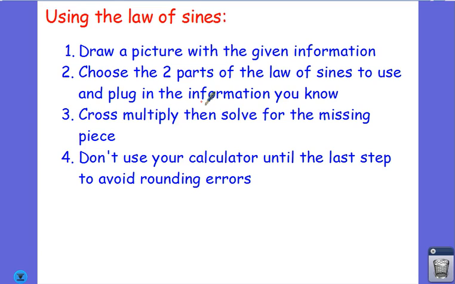Once you've plugged in your information, then you're going to use a skill that you learned way back in middle school. You're going to use cross multiplication, and then you're going to finish solving for your missing piece of the puzzle. Now, all the way through step 3, you haven't used your calculator yet. You've had no need to use that calculator. Step 4 says don't use your calculator until now, until you are ready to put the information all at one time in the calculator, because then you avoid rounding errors. So let's take a look at some examples. We'll work through several together. You'll try a couple on your own.